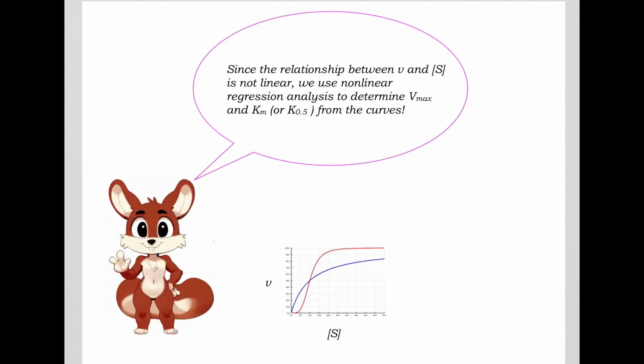Now, since the relationship between velocity and substrate concentration is not linear, we will have to use a statistical analysis method called nonlinear regression analysis. We'll have to use nonlinear regression analysis in order to determine the two very important values, Vmax and Km, or in the case of sigmoidal curves, we also call that K0.5. So let's see how we determine these two values, Vmax and Km, using nonlinear regression analysis.